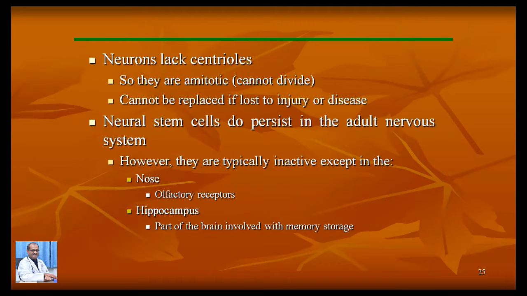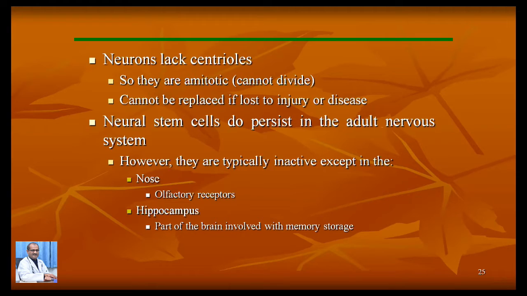And neurons lack centrioles. The neurons do not have centrioles. They are amitotic, meaning they cannot divide. The brain's neuron cells cannot divide and cannot be replaced if lost to injury or disease. So please, this is very important, because once the neuron cells are damaged, they cannot be regenerated.